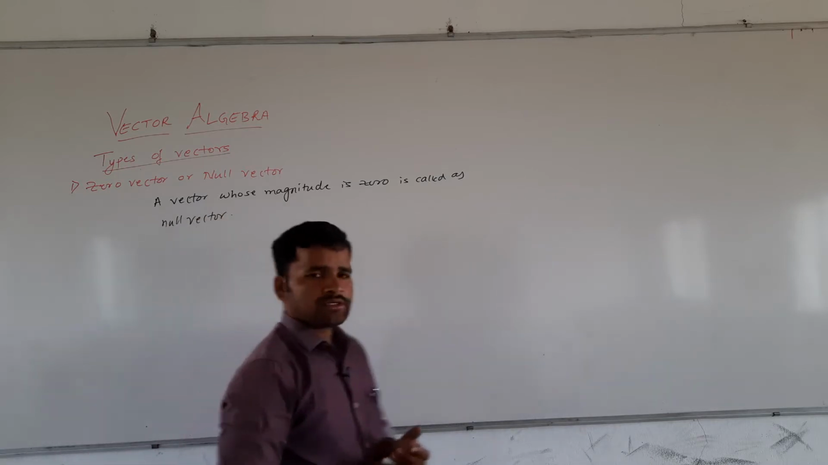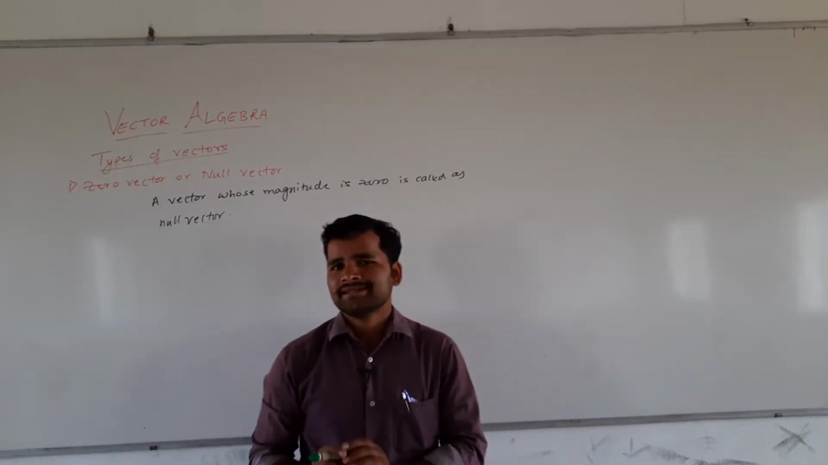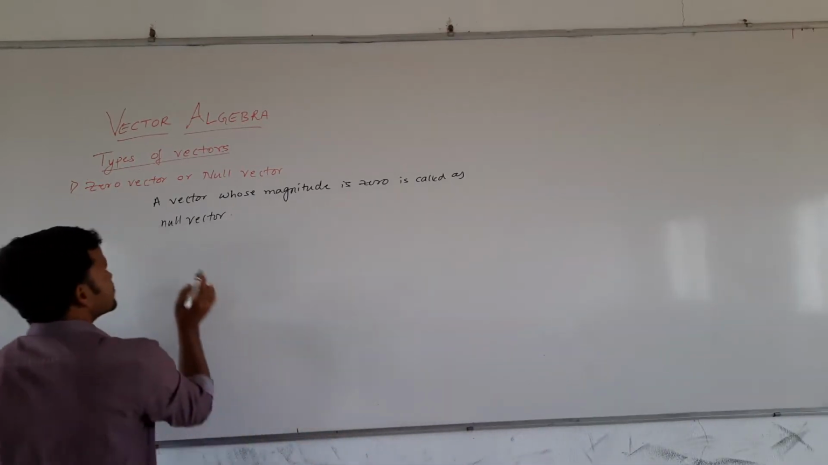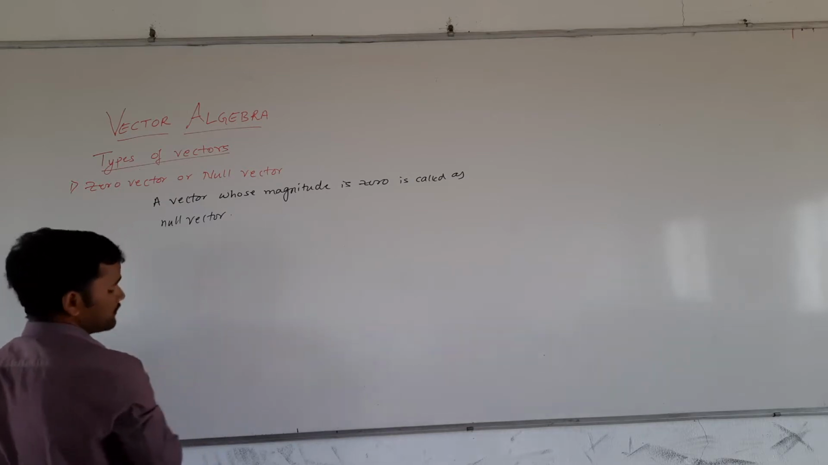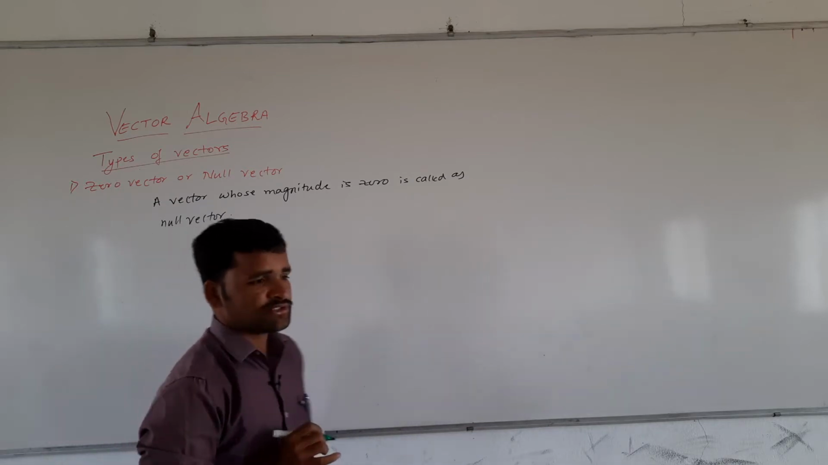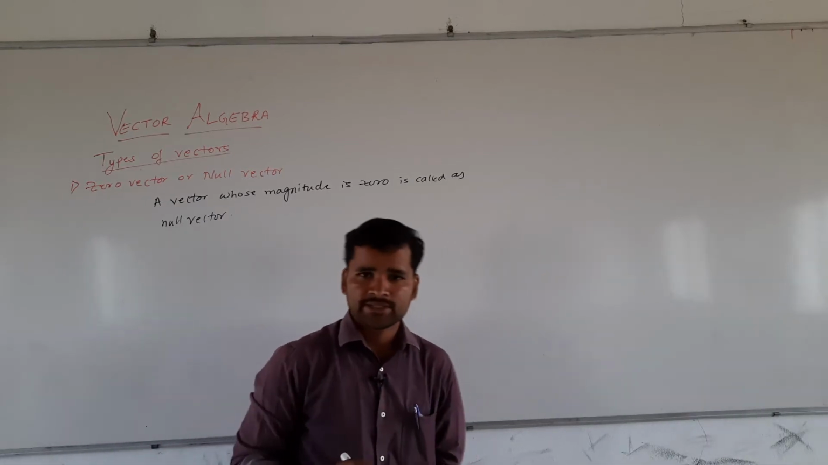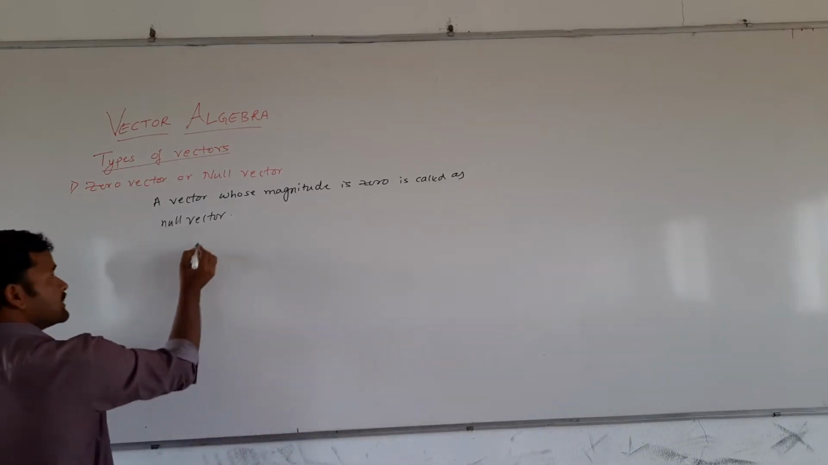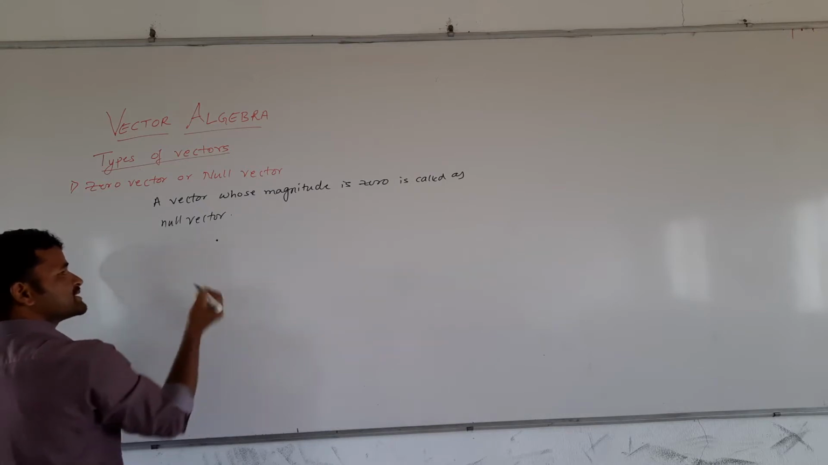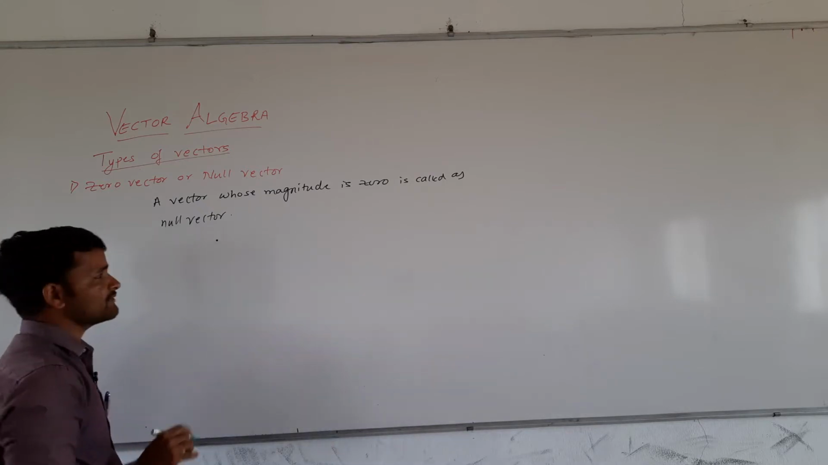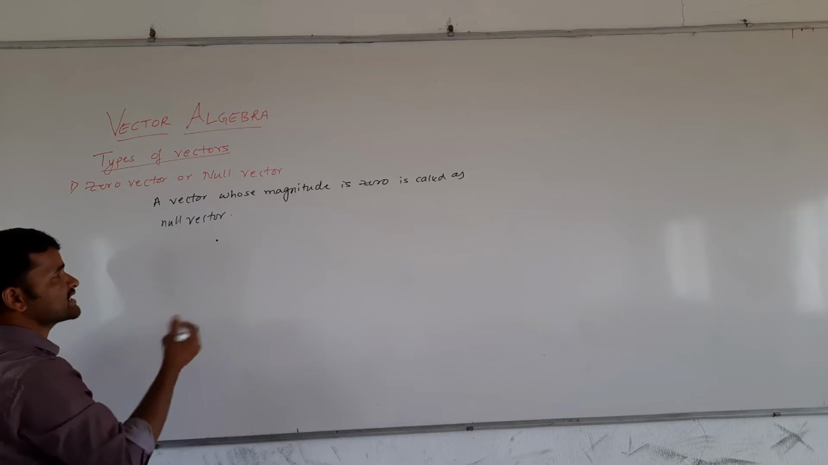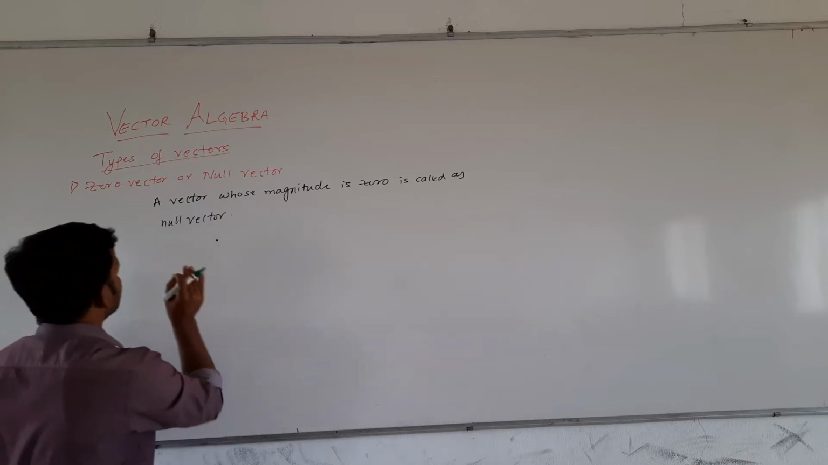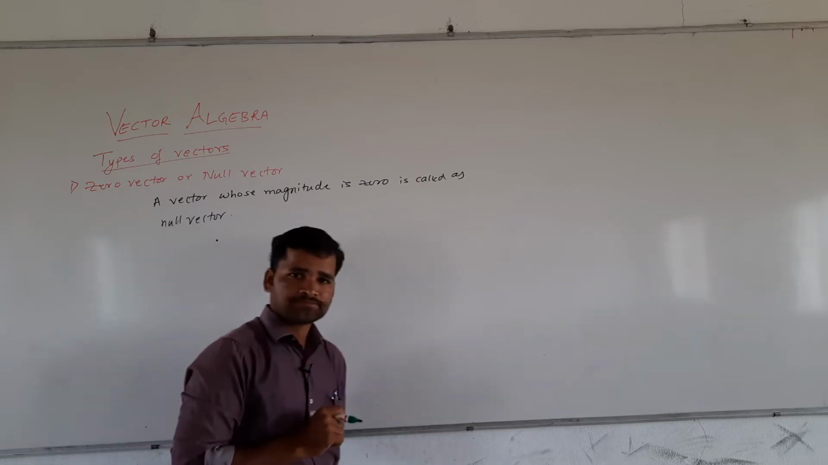We are saying about magnitude here. What about the direction, sir? Direction can be anything here. See, the direction of a null vector or a zero vector, we say that it is not at all defined. We can't define it. It will be a single point here, that's all. There we can't say it is in which direction. Magnitude is completely zero. This is one way of saying the definition of a zero vector.